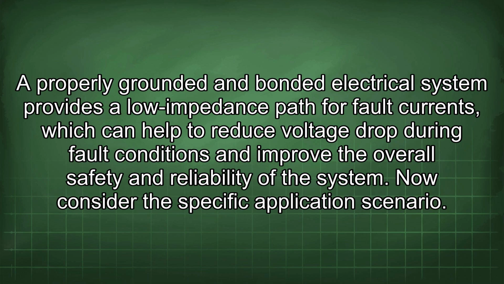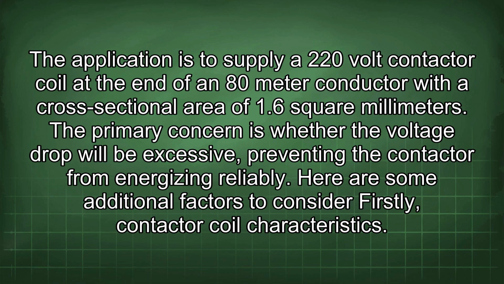Now consider the specific application scenario. The application is to supply a 220-volt contactor coil at the end of an 80-meter conductor with a cross-sectional area of 1.6 square millimeters. The primary concern is whether the voltage drop will be excessive, preventing the contactor from energizing reliably. Here are some additional factors to consider.